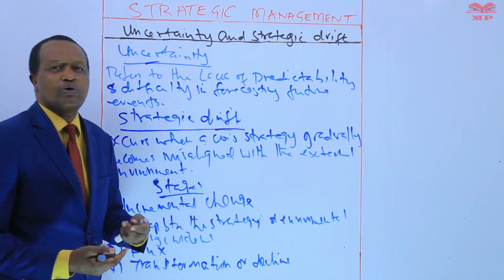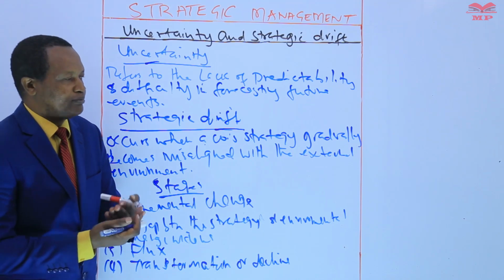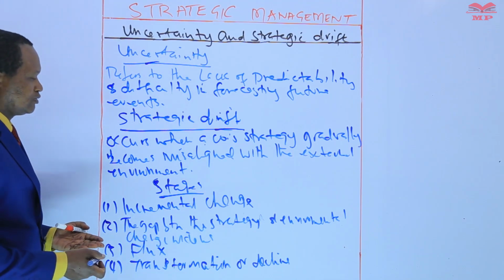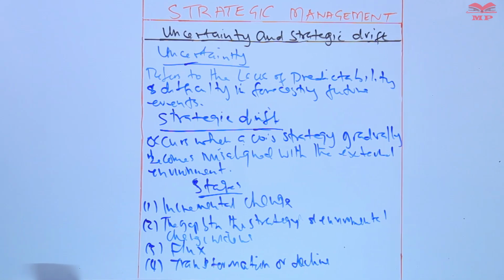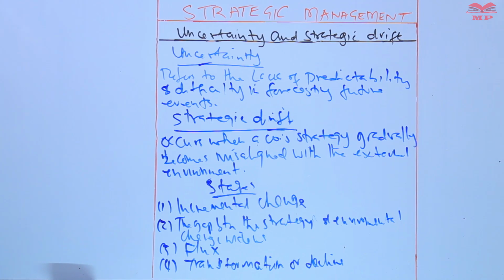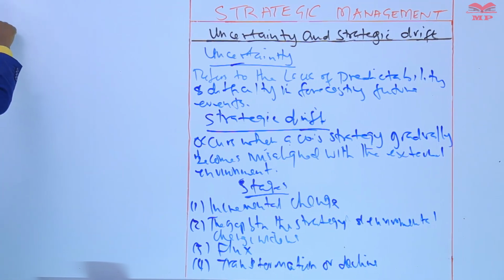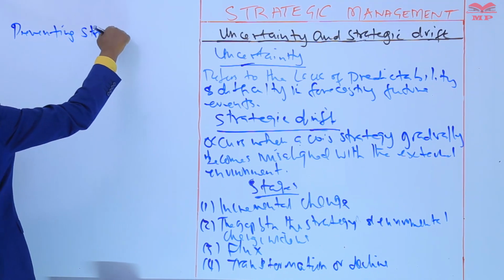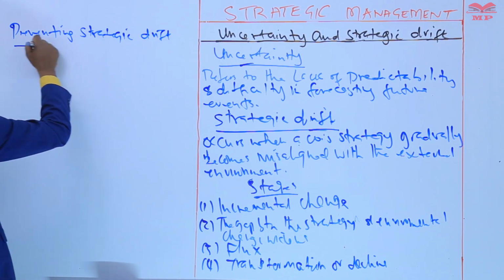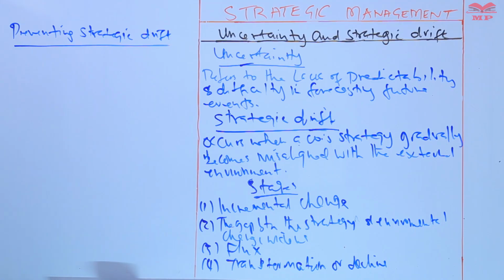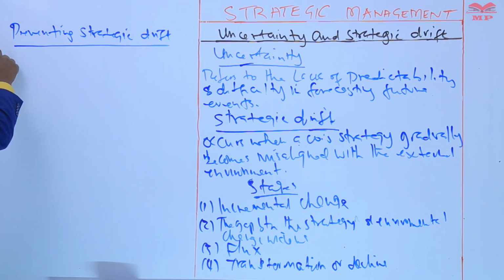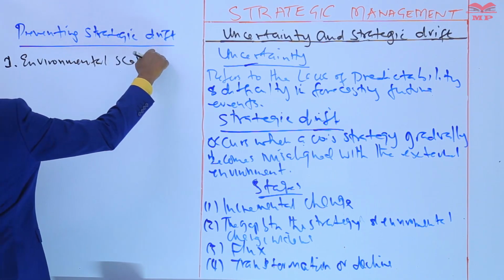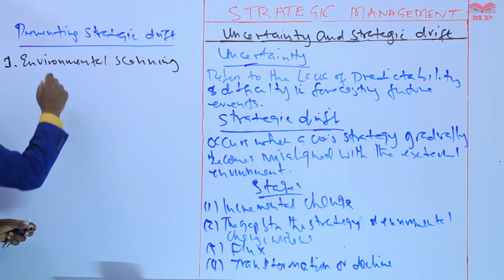So now the question arises, how can strategic drift be prevented? So it makes sense for us to address that point. Preventing strategic drift. How to prevent strategic drift? That is the question. How do you prevent strategic drift? One is through environmental scanning. Scanning the environment.